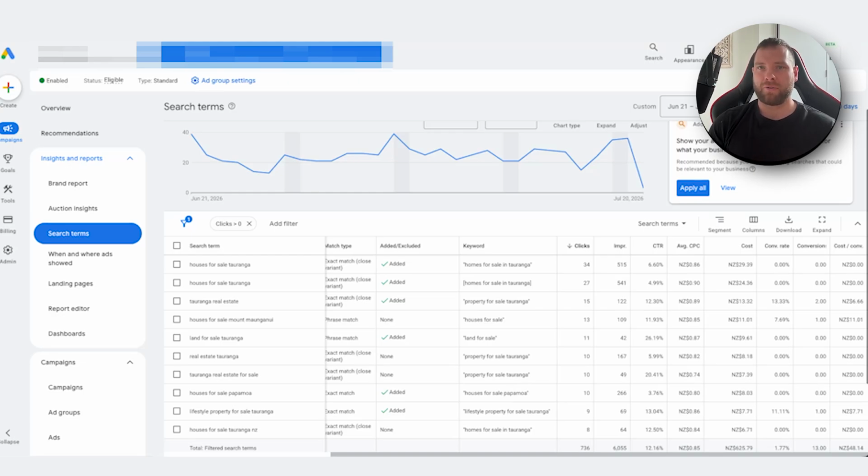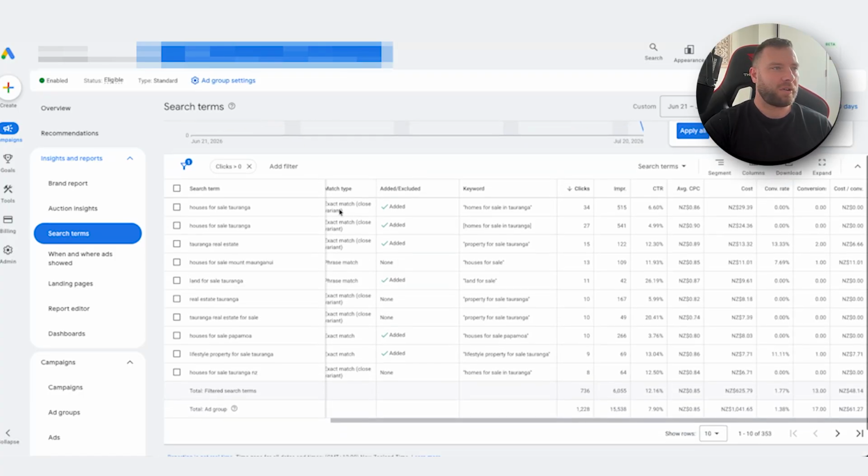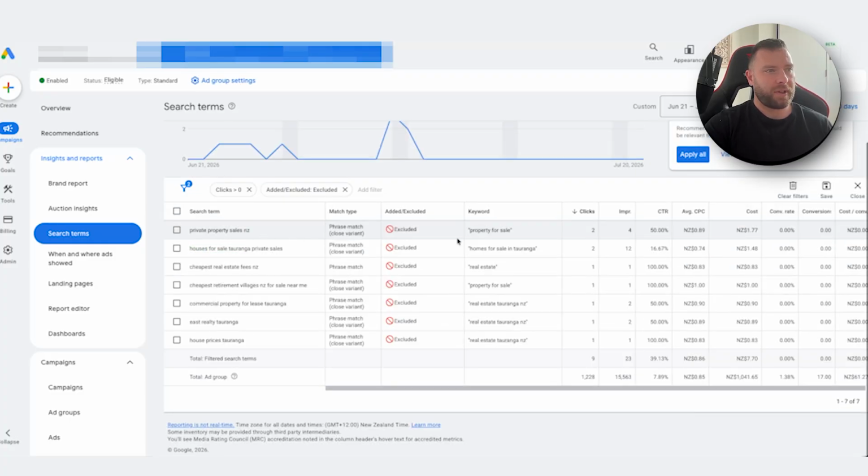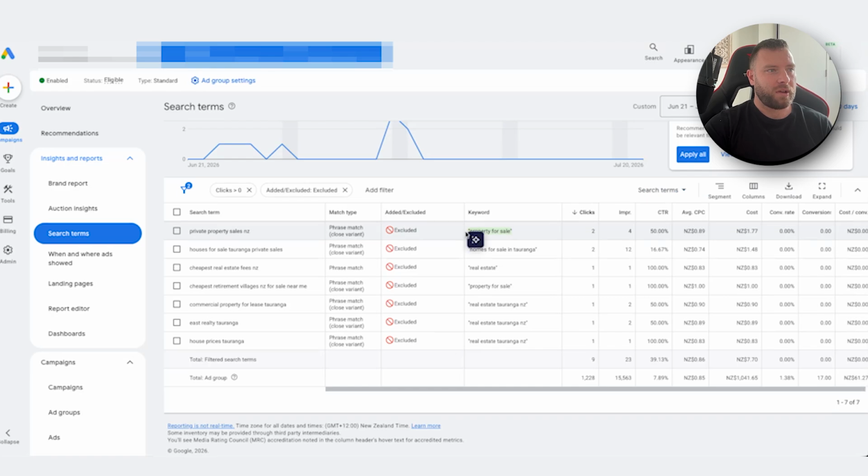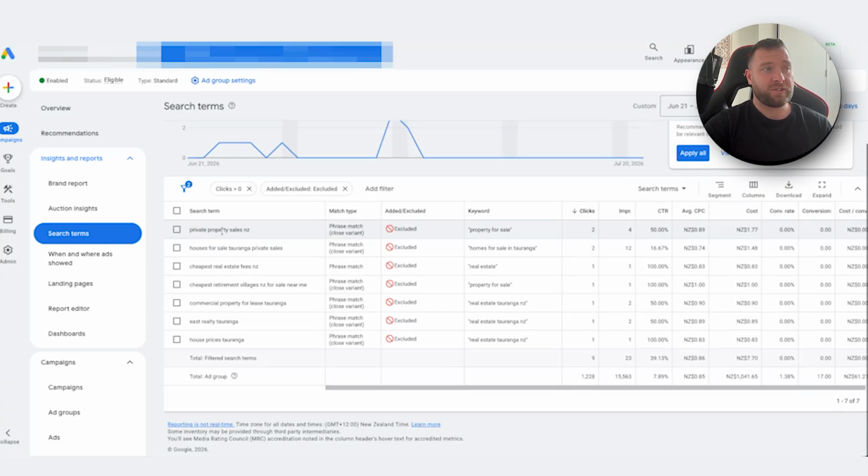So you must go into the search terms and routinely review what the customers are typing in against what you're bidding on, to make sure that you're actively showing up for terms that are relevant to you. So for example, looking at my screen over here, we can see this is the keyword that we're actively bidding on, and this is the search term that people have typed in. You'll see that things like property for sale was matched against things like private property for sale, which is essentially people not looking for a real estate agency, or things like cheapest.